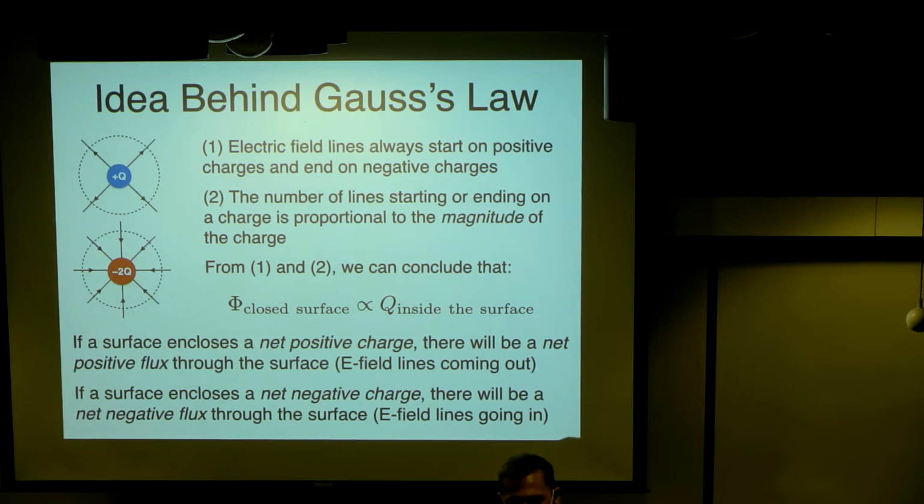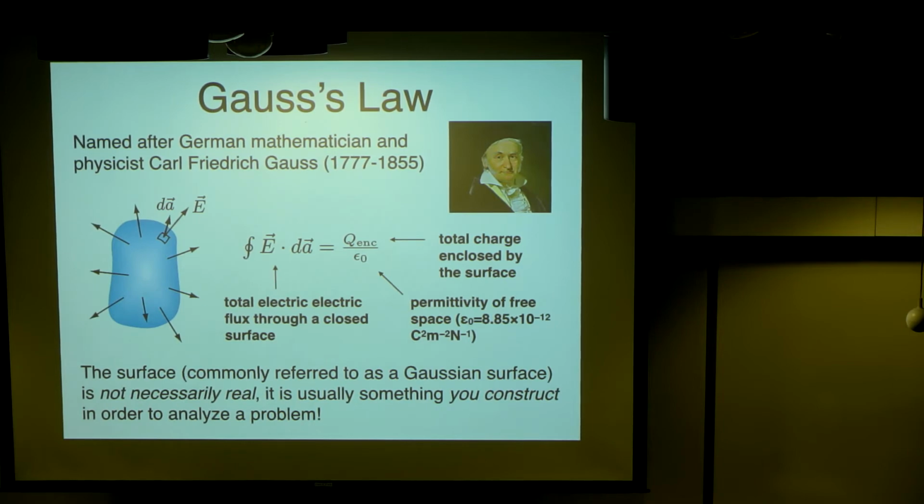Okay? So are we all seeing this? Hopefully it's clear with just the point charge case. Any questions so far? All right, we'll keep going. So now we're ready to state Gauss's law. Here it is.